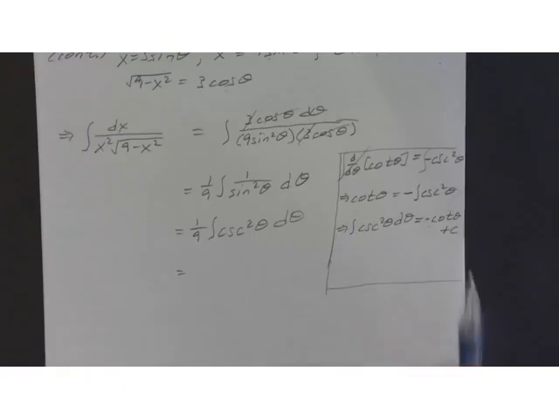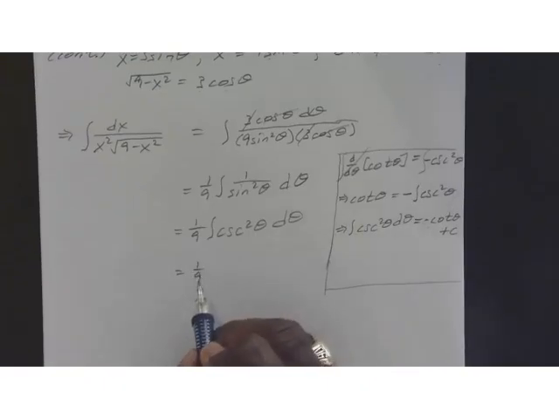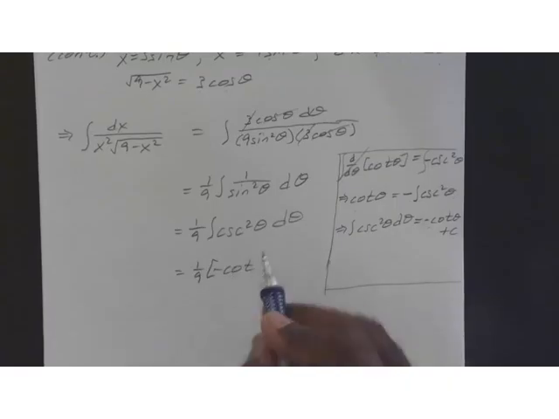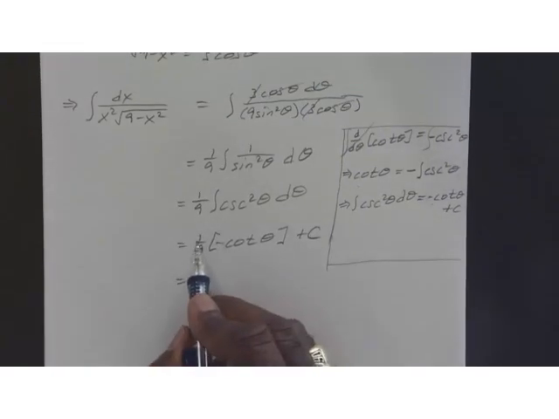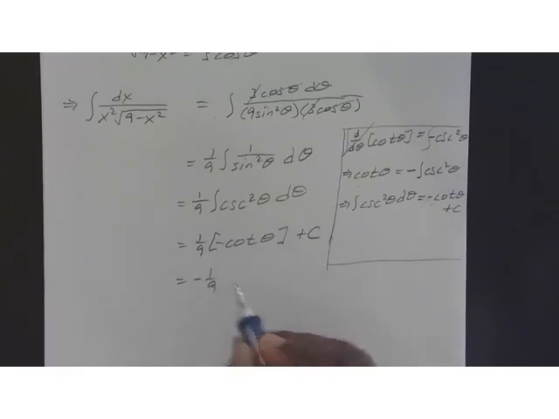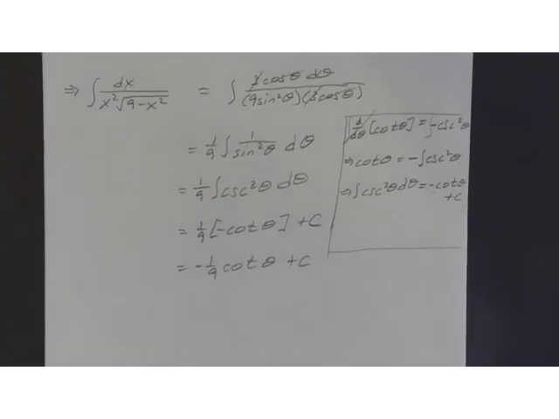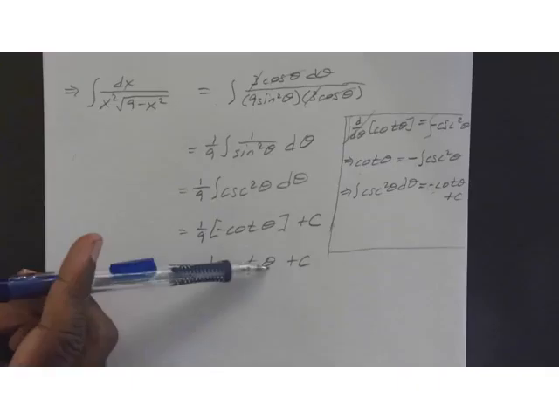Okay, so since it's a negative cotangent, that's 1 over 9 times negative cotangent of theta plus c. I didn't want to skip that step. Where if we multiply that -1 and 1/9, that's negative 1/9 cotangent of theta plus c. Okay, which is true, but we want our answer in the form of x, or in terms of x. We don't want it in terms of theta.